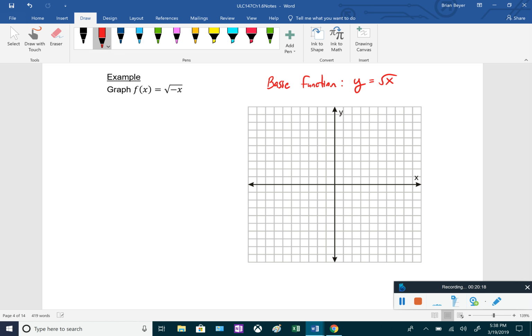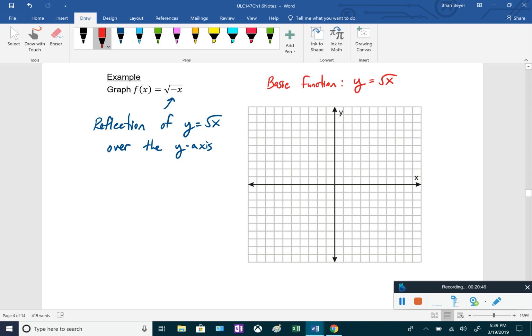And once again, it's always going to be something from that first page for us right now. Okay, so what we can take a look at here for f of x when we're graphing f of x is that the x is getting negated. So that negative x means it's going to be the reflection of square root of x over the y-axis.